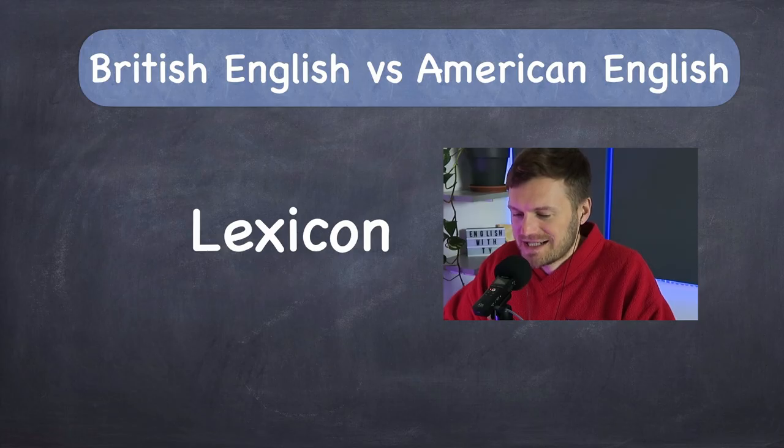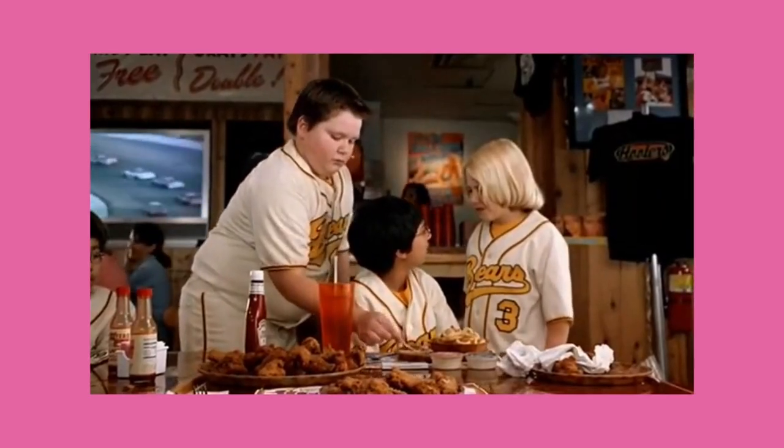The next word is spelled L-E-X-I-C-O-N. In British English, this would be pronounced lexicon. And in American English, it would be more like lexicon. So again, I want to emphasize the O at the end. In British English, it would be more like lexicon, with a kin sound at the end. And in American English, it would be more like lexicon, with an R sound at the end.